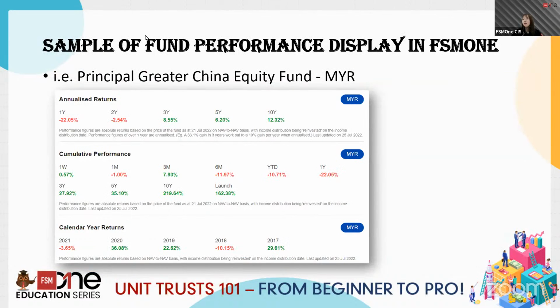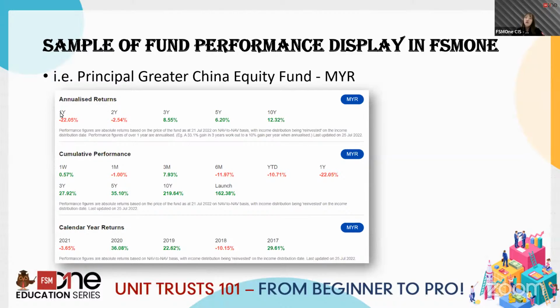So this is a sample of the fund performance displayed in FSMOne Malaysia. We extracted the example of Principal Greater China Equity Fund MYR class. From here you can see there is the annualized return, cumulative performance, and the calendar year return. This was extracted on 25th of July, year 2022.